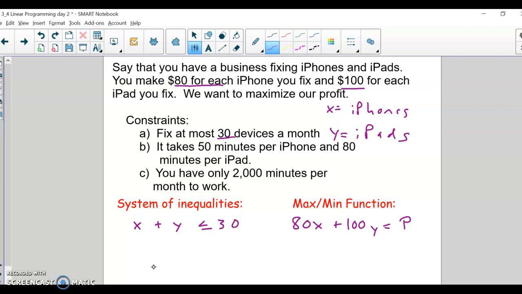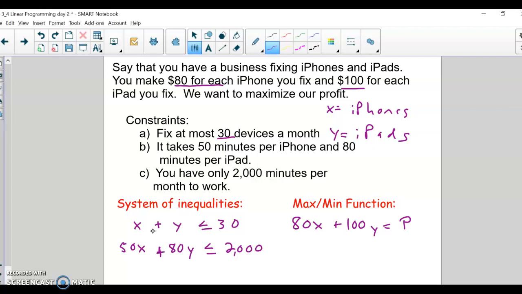All right, and then the other one has to do with minutes. It takes 50 minutes for an iPhone and 80 minutes for an iPad. They're a little more complex apparently. And then that has to stay under 2,000 minutes. So the first one is just with regular phones, and this one is with minutes.